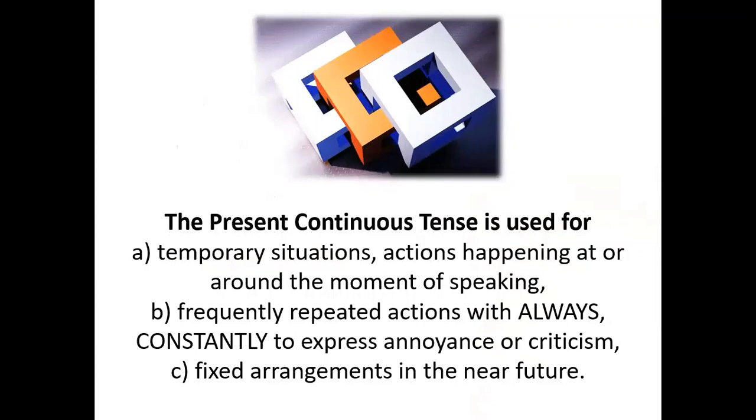Which one is the major function or usage? Let's see. A, temporary situations, actions happening at or around the moment of speaking. Yes, this is one of the major fields, major aspects, major sides of present continuous tense. B, frequently repeated actions with always, constantly to express annoyance or criticism. Yes, with always.